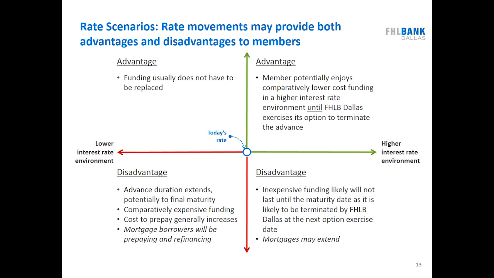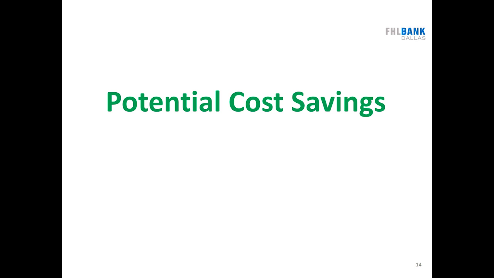What if rates rise? An advantage is that members potentially enjoy comparatively lower cost funding in a higher interest rate environment until FHLB exercises its option to terminate the advance. However, the inexpensive funding may not last until the maturity date, as it is likely to be terminated by FHLB at the next option exercise date. Another disadvantage is that while the advance duration shortens, the duration of some assets like mortgages may extend as prepayments slow. Let's circle back to a key component of put advances, the potential cost savings.